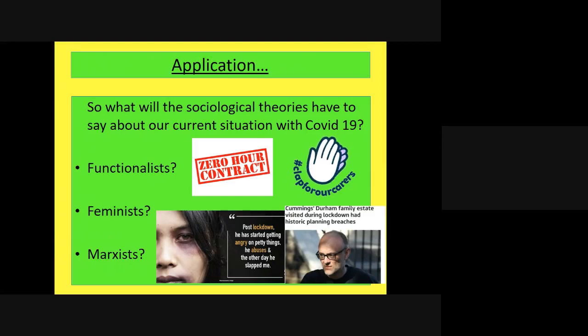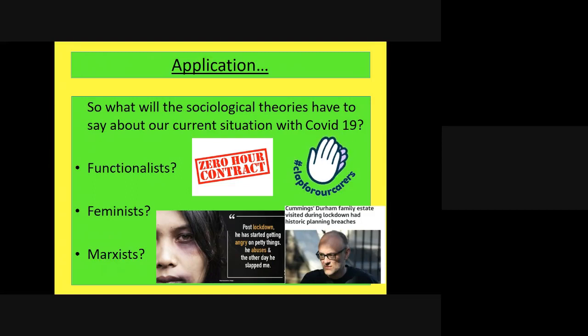The other thing as well with feminists is about the domestic division of labour. There's been some research that said that during lockdown, despite the fact men and women are at home, women are still doing the majority of the work around the home. Other research has said that actually it's become really symmetrical because men are home now as well. They're not working either, and therefore they're doing a lot more around the house. There's different arguments about that.